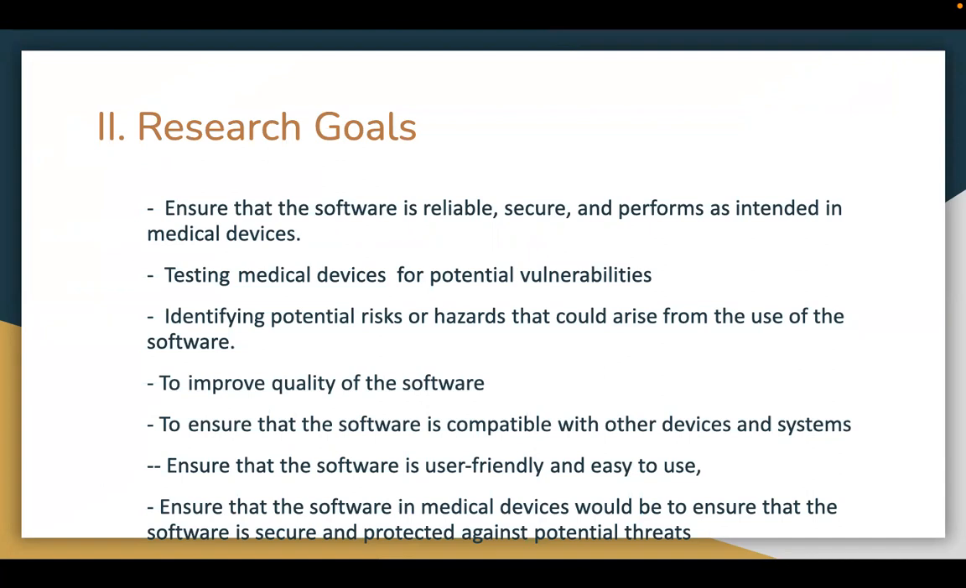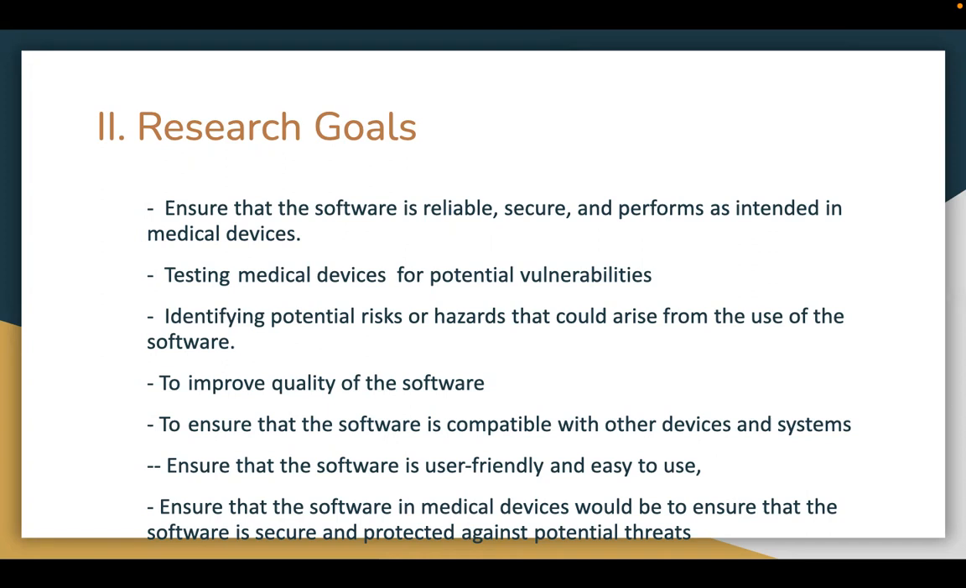Identifying potential risks or hazards that could arise from the use of software. This could be testing software under different conditions to see how it performs, as well as identifying any potential interactions with other devices or software that could cause problems. The ultimate aim is to ensure that the software is safe and effective for use in medical devices and that it doesn't pose any risks to patients or users.